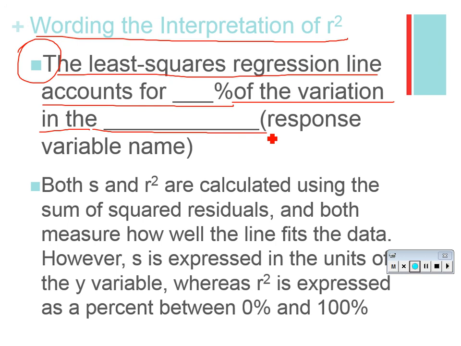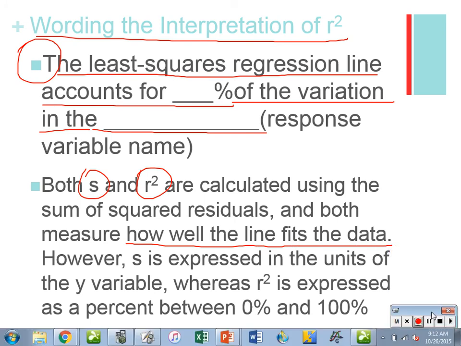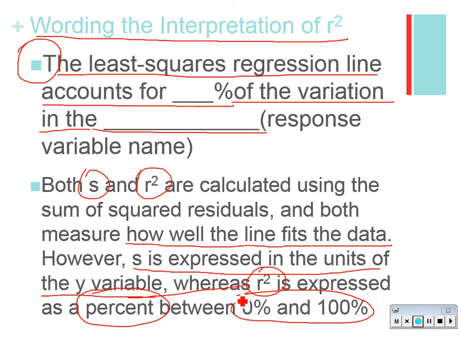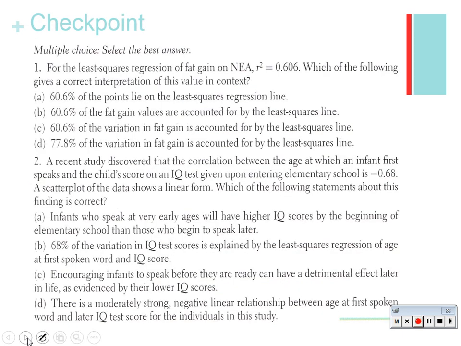Both the S value, which is the standard deviation of the residuals, and the r squared value are calculated using the sum of the squared residuals, and both measure how well the line fits the data. However, in terms of units, S is expressed in the units of the y variable, whereas r squared is a percent, between 0 and 100. That's how you express your answers for both of those.